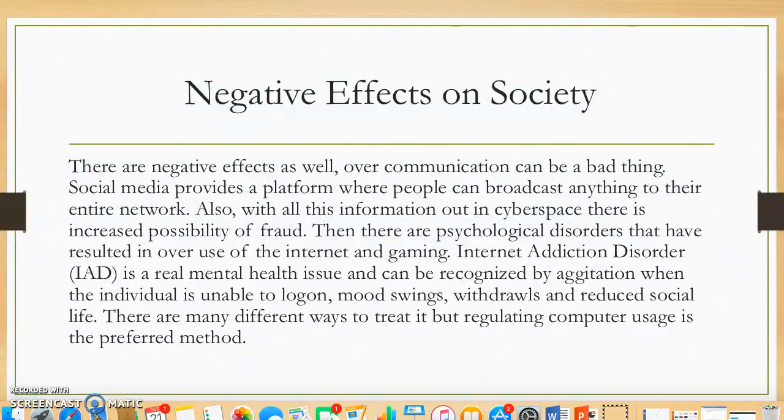Internet addiction disorder, IAD, is a real mental health issue and can be recognized by agitation when the individual is unable to log on, mood swings, withdrawals, and reduced social life. There are many different ways to treat it, but regulating computer usage is the preferred method.